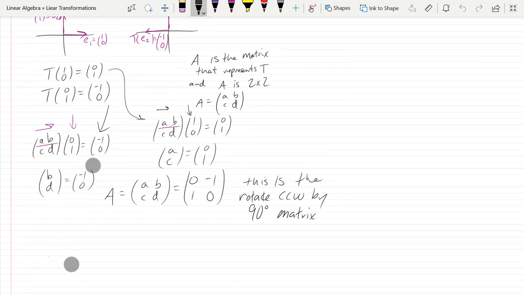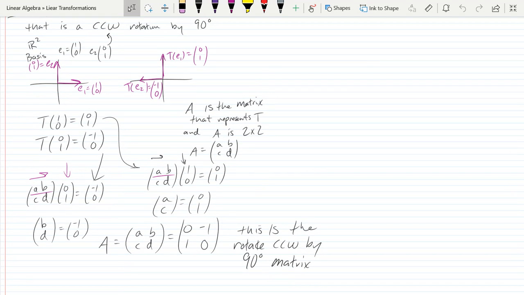So we started with an example. The last thing we did was look at that example where we took the two standard basis elements and rotated them by 90 degrees and then found the matrix that would perform that operation. So it turns out that if you know what a matrix or a linear transformation does to a basis, then you know what it does to every vector. And we're going to look at that right now.